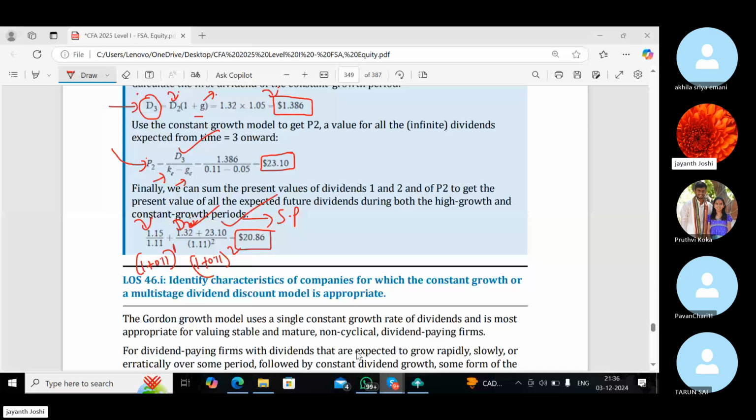Identify characteristics of companies for which a constant growth or a multi-stage dividend discount model is appropriate. See, for which kind of companies this is appropriate is what they are asking. Let us discuss this question.